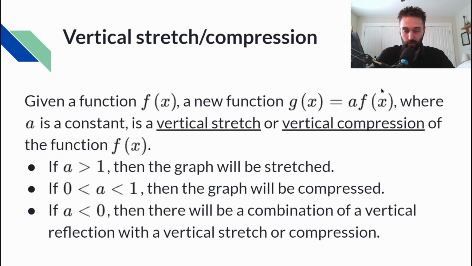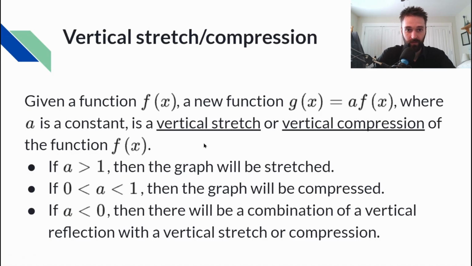So the value that we choose for a matters a lot. We have three cases, and we're breaking this down on a case-by-case basis. If the number a is greater than 1, then the graph will be stretched. If a is in between 0 and 1, then the graph will be compressed. Finally, if a is less than 0, a negative number, then there will be a combination of a vertical reflection with a vertical stretch or compression. So it'll have two things happening at once, two transformations.